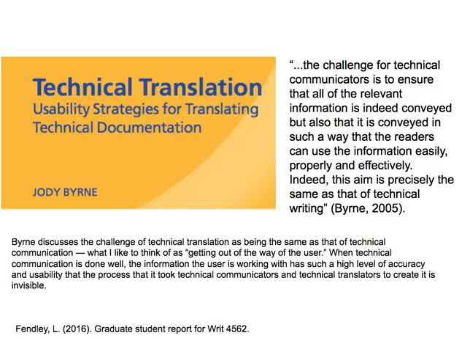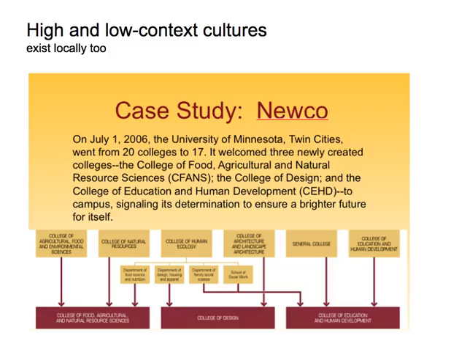I also want to include here, as I mentioned earlier, just a bit about the high and low context cultures that exist locally as well. Now, you may be familiar with our College of Food, Agricultural, Natural Resource Sciences, but it came to be on July 1, 2006. At that time, as you can see from this visual, what were 6 colleges became 3. And you can see some different departments that moved from various colleges as well.